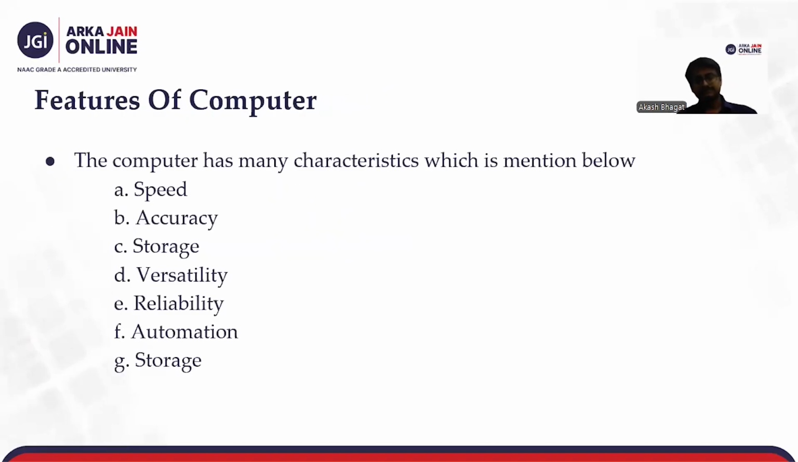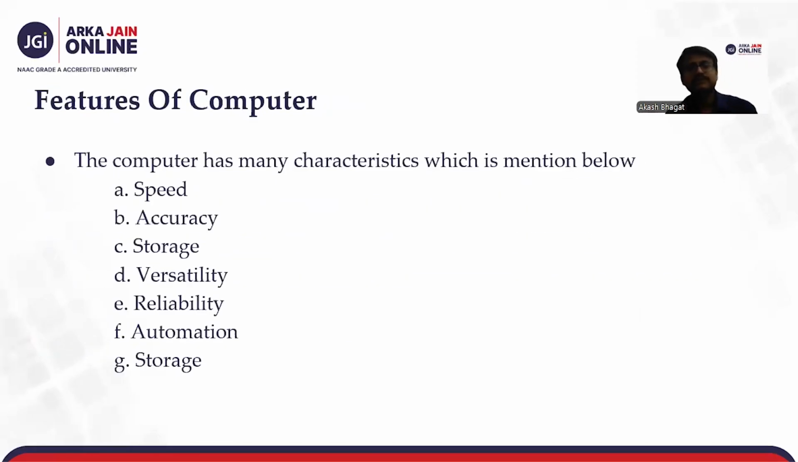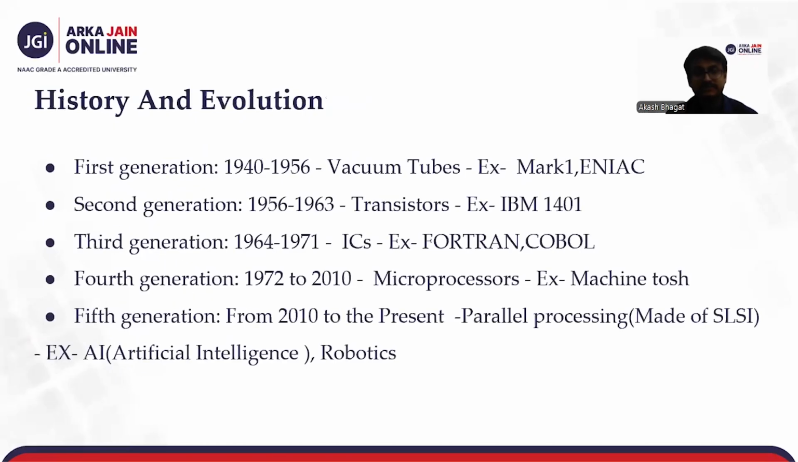Now features. The features have already been discussed in detail: speed, accuracy, storage, versatility, reliability, automation. These are the features. Now, history and evolution.